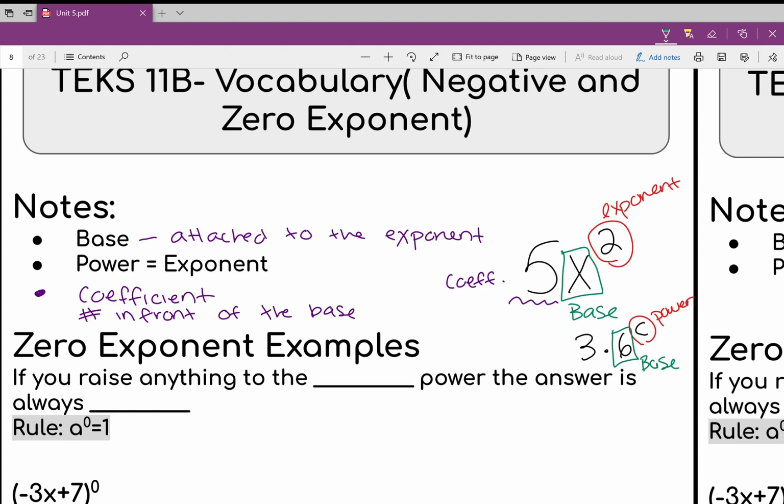And then lastly, we have our coefficient. Our coefficient is 3. And this tells us that our coefficient is always a number. So in the first example, it was 5. In the second example, it was 3. So it's always going to be a number. Okay, so that's the vocabulary.